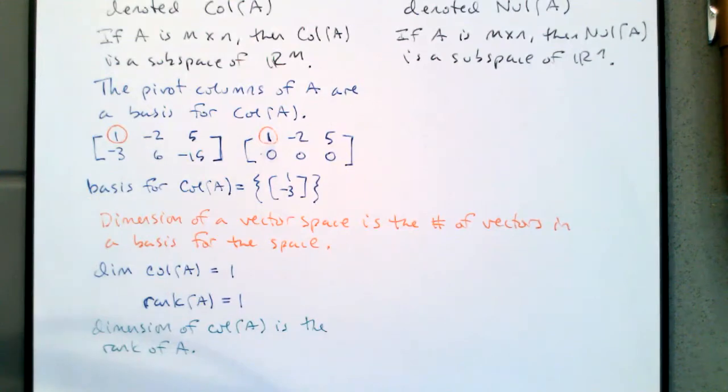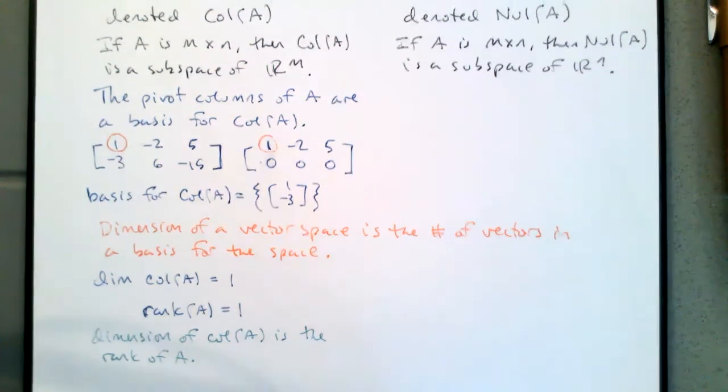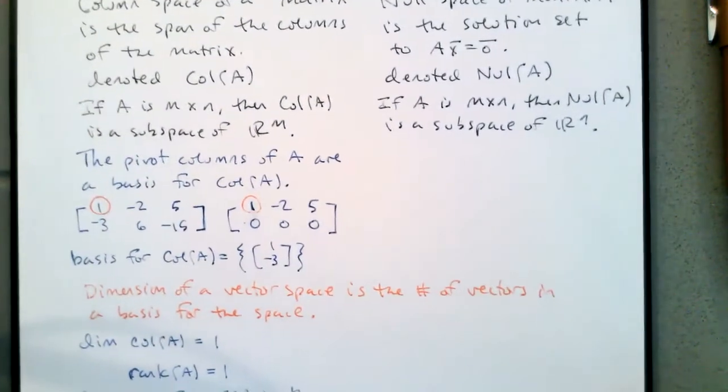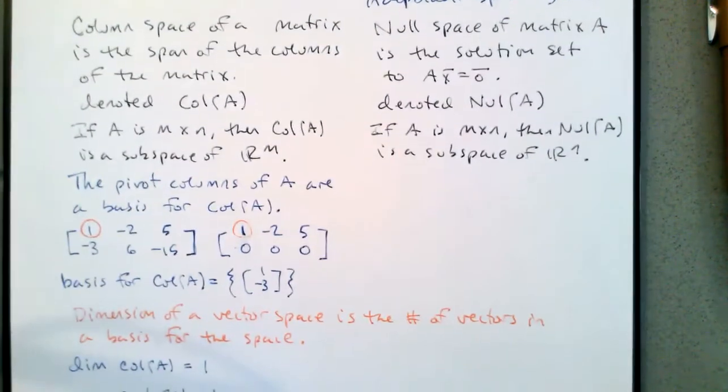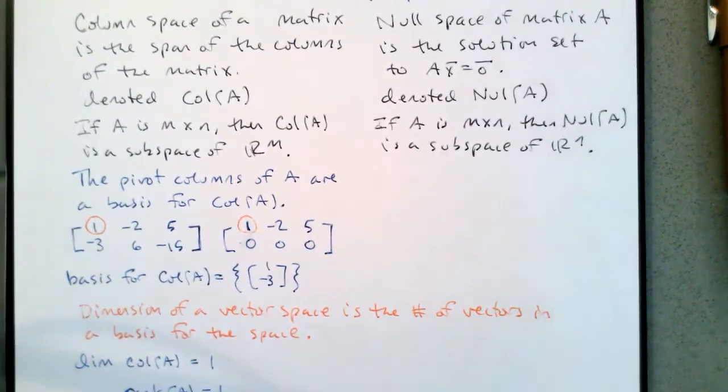So the rank of a matrix is the dimension of the column space of that matrix. So let's switch over to the other side and talk about the null space of a matrix. To find a basis for the null space of the matrix, we just need to write the solution set to the homogeneous equation AX equals 0.